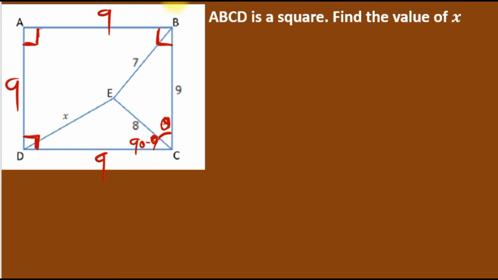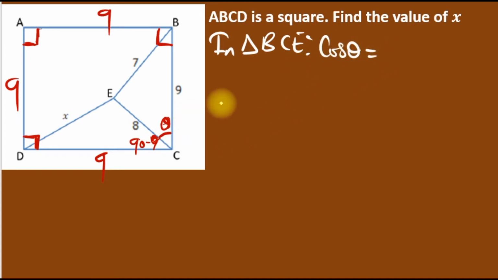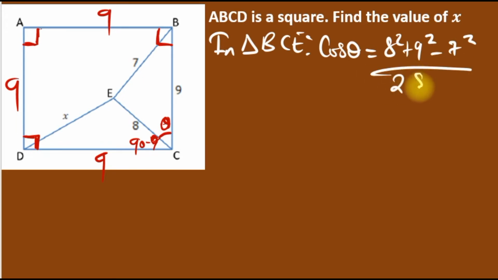So in triangle BCE, we see that, applying the cosine rule, cos theta is 8 squared plus 9 squared minus 7 squared over 2 times 8 times 9. That's our cosine rule. As you can see, this should be 96. Yes, 96 over 2 times 8 times 9.